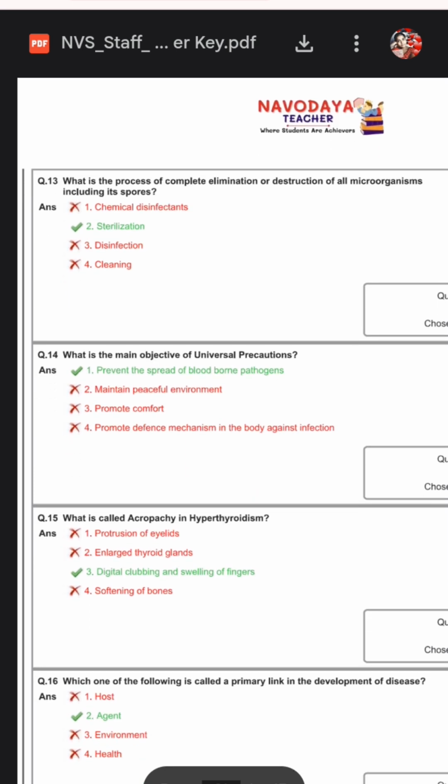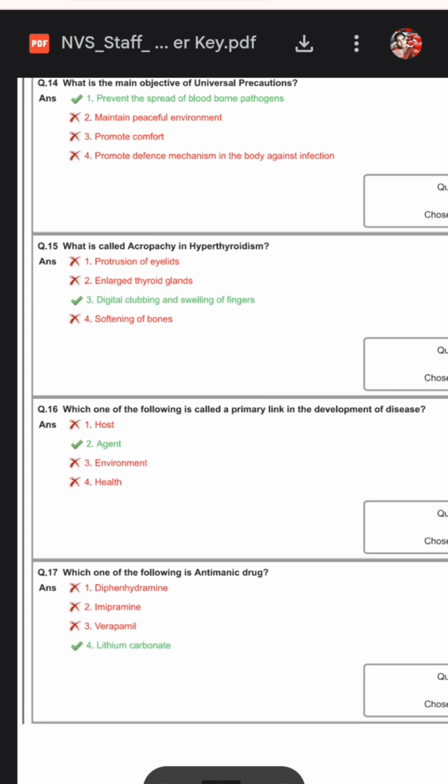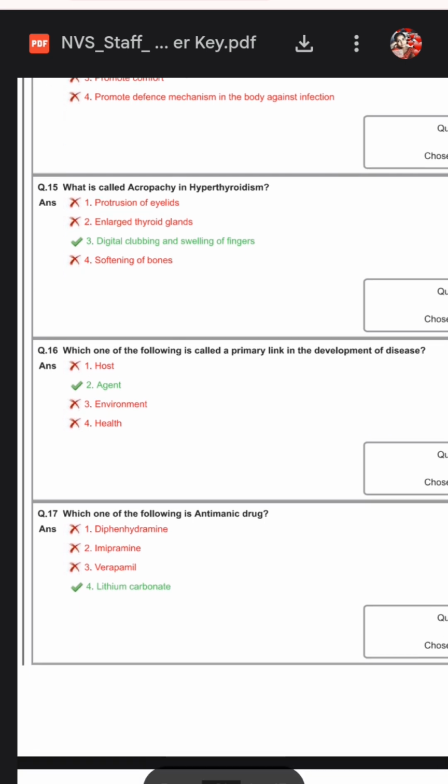What is the main objective of universal precautions? The correct answer is to prevent the spread of blood-borne pathogens. What is called acropathy in hypothyroidism? The correct answer is digital clubbing and swelling of fingers. Which of the following is called the primary link in the development of disease? The correct answer is agent.